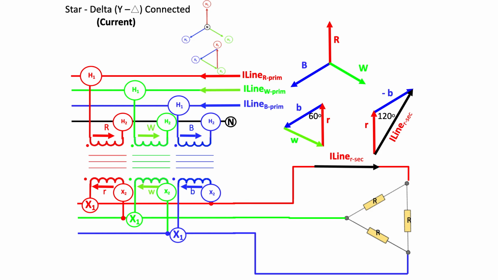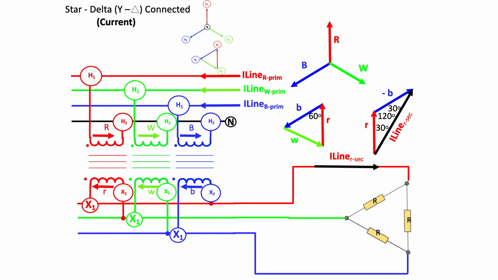Now the triangle formed by the red and minus blue phase currents and the I line R secondary current is an isosceles triangle. So the two sides that are equal will share the 60 degrees that are left over when you subtract 120 from 180, and we're left with 30 degrees. So that's just a quick breeze of trigonometry there, just to prove that we have a triangle with two contained angles of 30 degrees and one of 120 degrees.